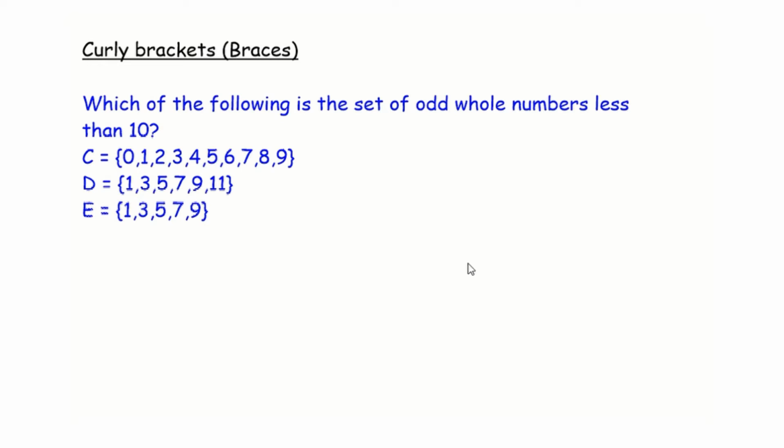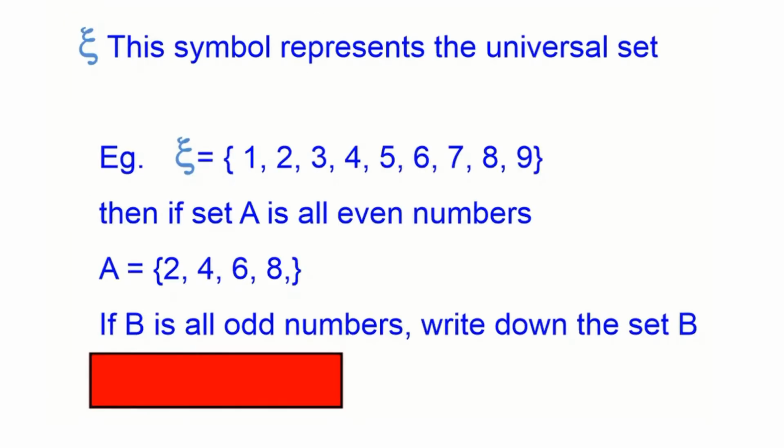Okay, so hopefully you've managed to have a look at this and we've identified that it is E that is a set of whole numbers that are less than 10. Okay, so we're going to look at another new symbol now. So this symbol represents the universal set.